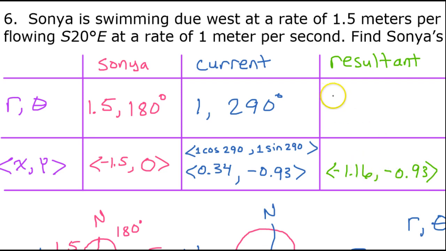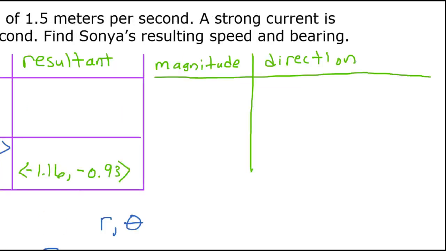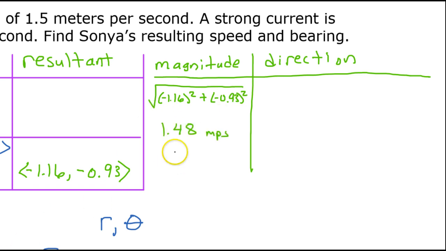Now let's turn that into magnitude and direction. The magnitude is very straightforward because all we have to do is use the magnitude formula. So I will do negative 1.16 squared plus negative 0.93 squared, and I'll just put that in the old calculator. That gives me 1.49, actually, I need to round that up, meters per second. And let's go ahead and put that back in the chart.